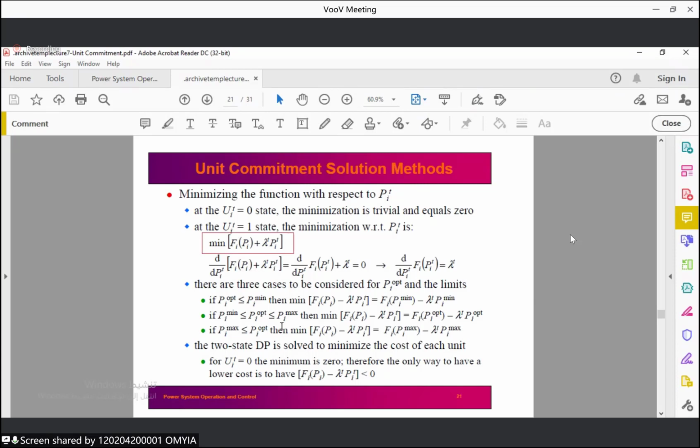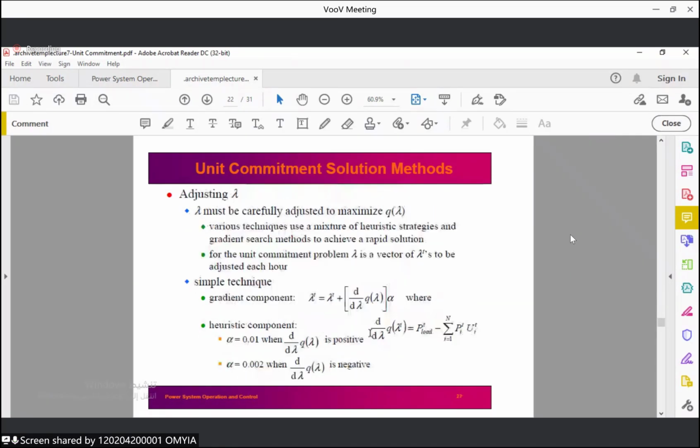As a summary, the two-state dynamic problem is solved to minimize the cost of each unit. And as we said, when Ui(t) equals 0, the minimization is trivial and equal to 0. So the only way to have a lower cost is to have this less than 0.